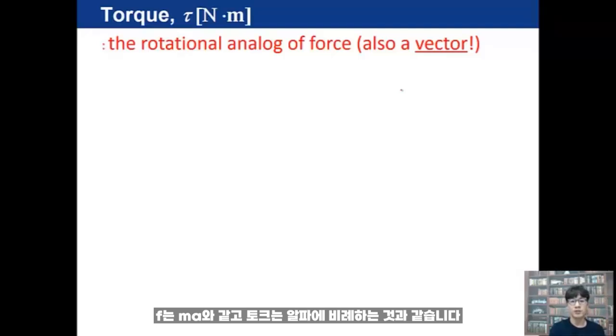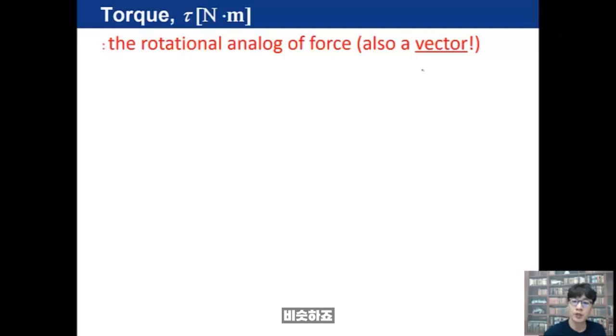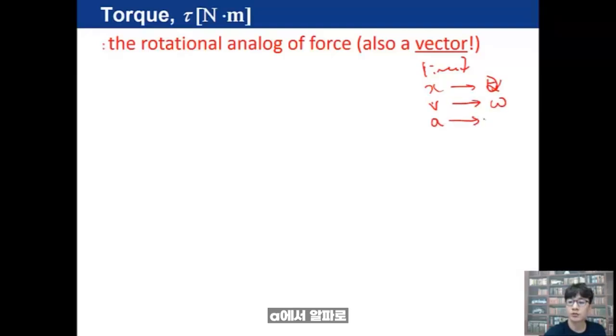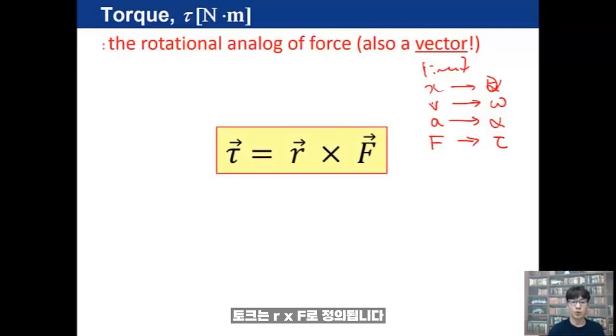It's like F equals ma. Torque will be proportional to alpha, angular acceleration. So the rotational analog of force is torque. It's similar: x to theta, v to omega, a to alpha, force to torque, analog. And torque is defined as r cross F.